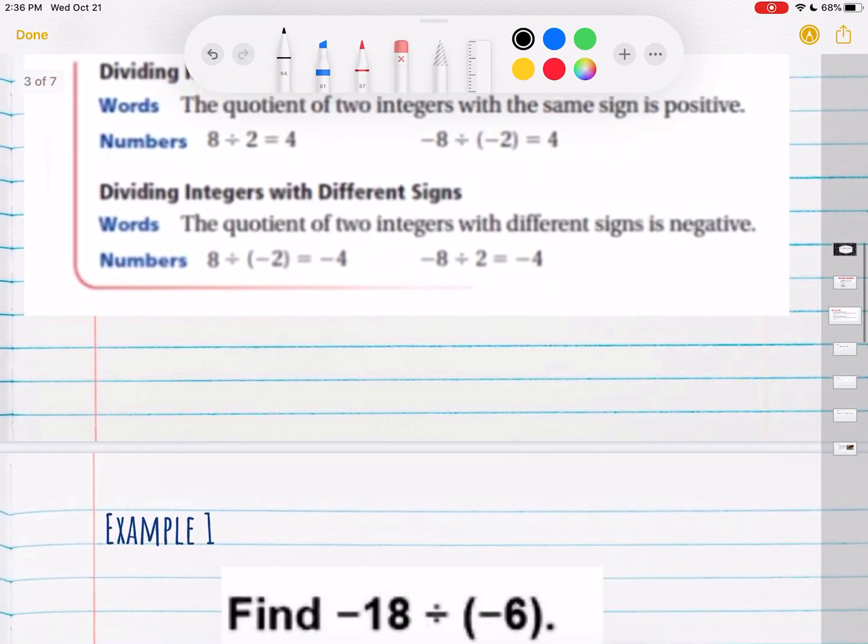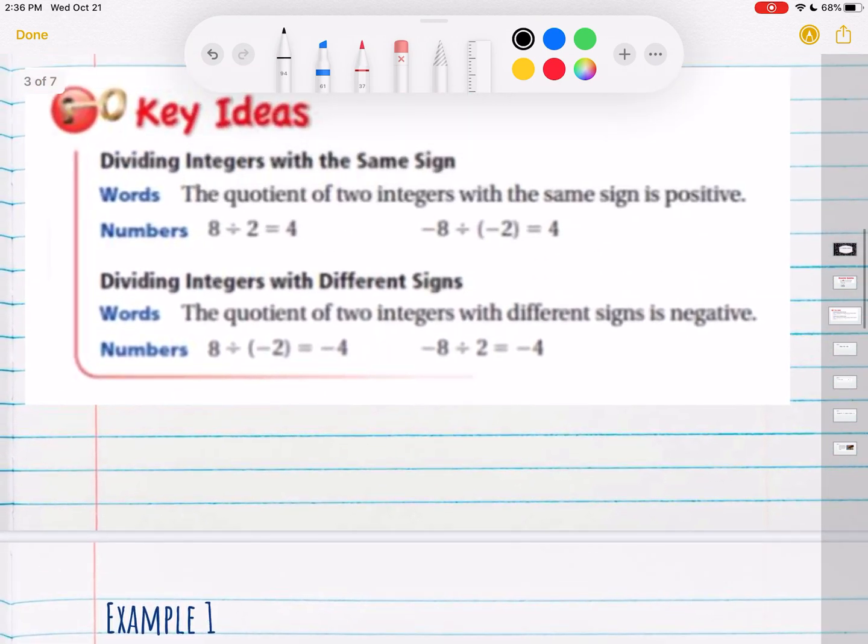Let's go over these one more time. So the quotient of two integers with the same sign is positive, right? That is positive divided by positive, and negative divided by negative. And the quotient of two integers with different signs is negative, meaning that's positive divided by a negative and negative divided by a positive.